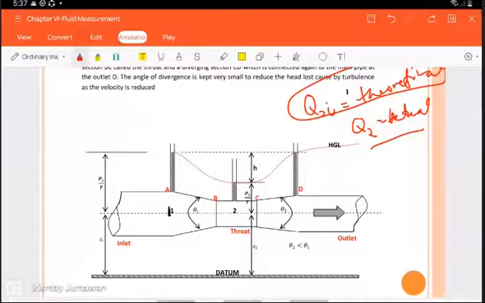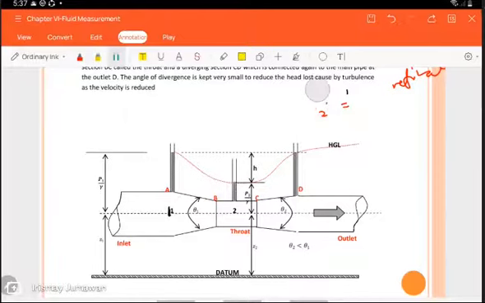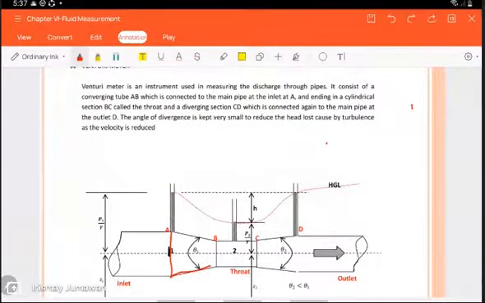So again, my topic is only to determine the actual discharge for this device. This is the venturimeter, a device also used to measure discharge. You have a converging section and also a diverging section.